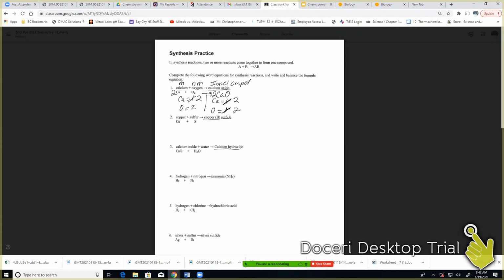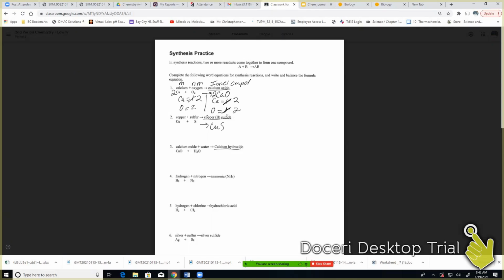The next one is the same thing. Copper plus sulfur comes together to form copper sulfide. The metal keeps the same name. The nonmetal, the ending changes to "ide." So if you look at your bank, which one of those formulas is going to match up there? Yeah, just CuS, right? Copper sulfide.